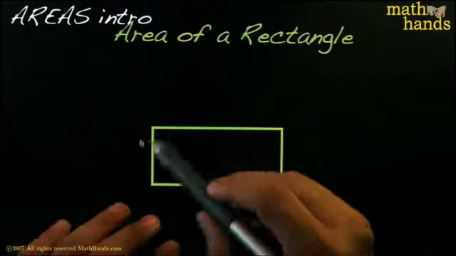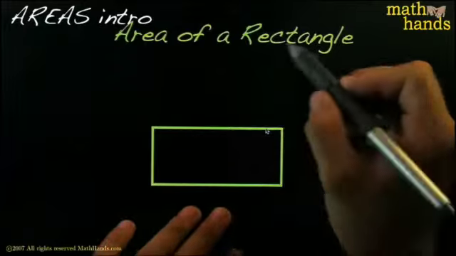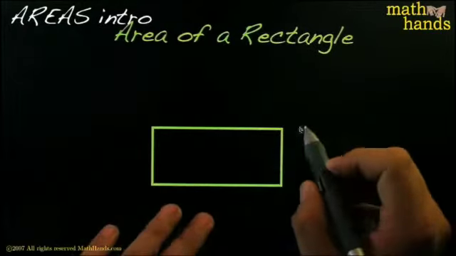A lot of times we call them quadrilaterals because they have four sides. The peculiar feature for the rectangles are these right angles everywhere, 90 degrees.